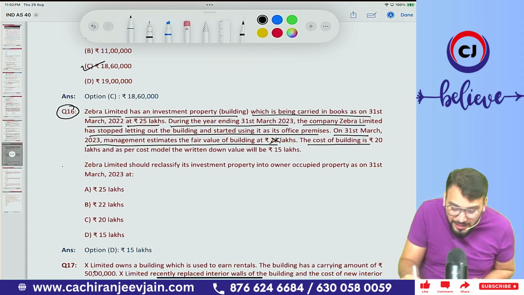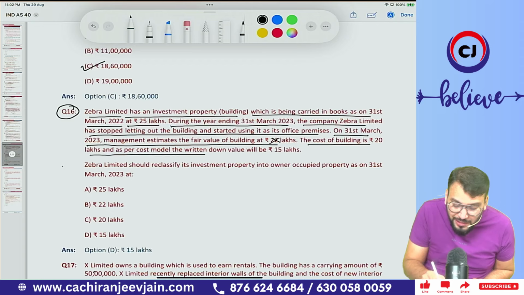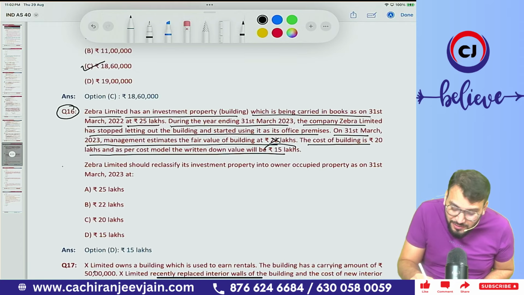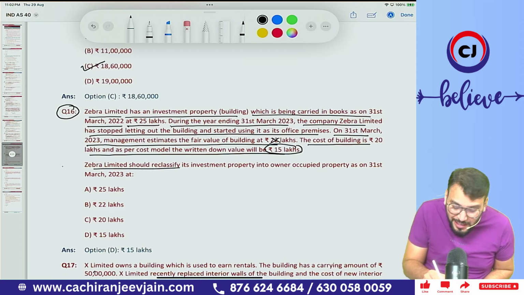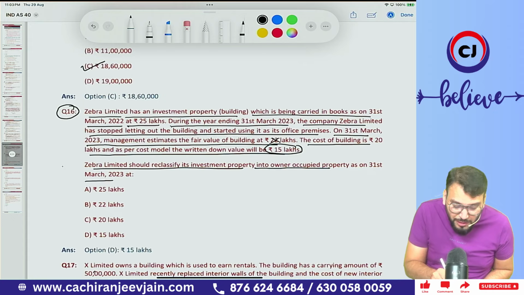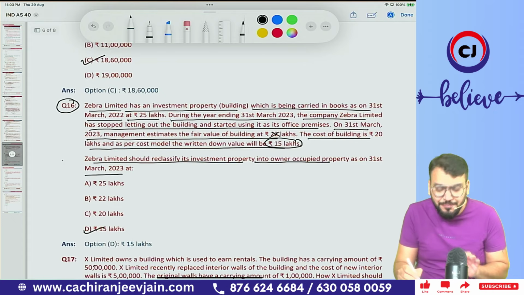The cost of the building is 20 lakh, and as per the cost model, the written down value will be 15 lakh. So as on 31st March 2023, the carrying amount is 15 lakh, and we know reclassification is done at carrying amount. Therefore, the answer will be 15 lakh. Zebra Limited should reclassify the investment property into owner occupied property as on 31st March 2023 at 15 lakh.